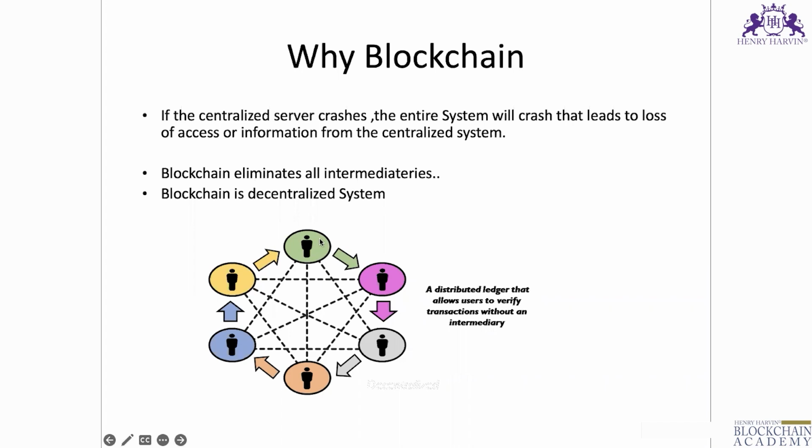Indian rupee is controlled by RBI and some centralized authority. So this person is having some BTC, Bitcoin, and wants to transfer it to him. He can directly deposit to this person's account without any intermediary. This is called a blockchain transaction.